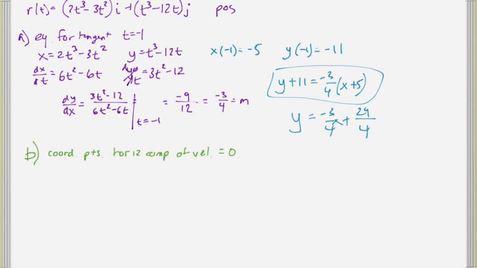What is the horizontal component of velocity? X. Of velocity? Well, the derivative of x. So dx/dt is our horizontal component of velocity. Horizontal motion is defined by our x variable, and then for velocity we want the derivative of that. We want to know where this equals 0.